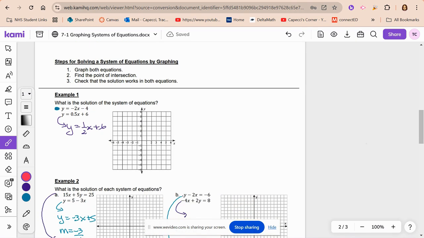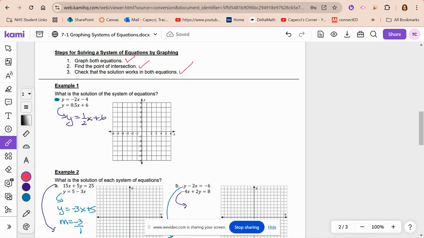Okay, so let's get into graphing the systems. So basically what we're going to do is graph both lines, and then find the intersection point, and then check it. All right, so here we go.